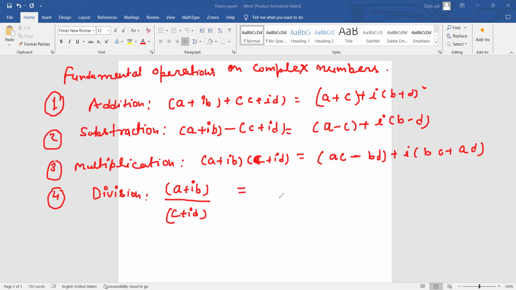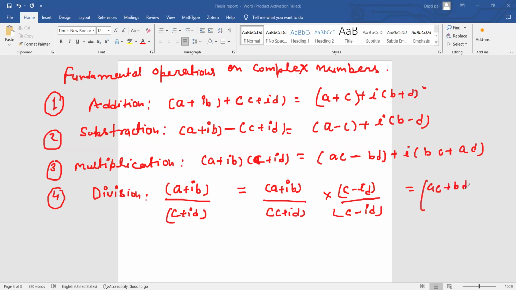Just apply the componendo and dividendo rule here, which in Hindi we call hypermegran. So we can multiply by C minus iD and C plus iD. Sorry, if this is a positive sign, then these both will be negative. So it will come (AC plus BD) plus i(BC minus AD) upon C square plus D square.